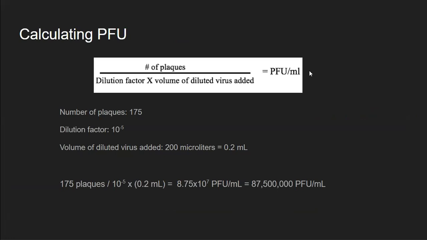Calculating PFU: number of plaques over dilution factor times volume of diluted virus added, or PFU per milliliter. Number of plaques 175, dilution factor 10 to the negative 5, volume of diluted virus added 200 microliters or 0.2 milliliters. 175 plaques over 10 to the negative 5 times 0.2 milliliters equals 8.75 times 10 to the 7th PFUs per milliliter, or 87,500,000 PFUs per milliliter.